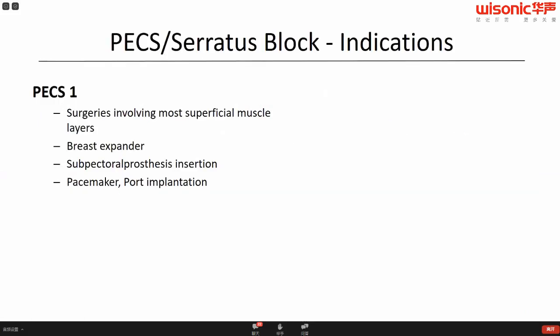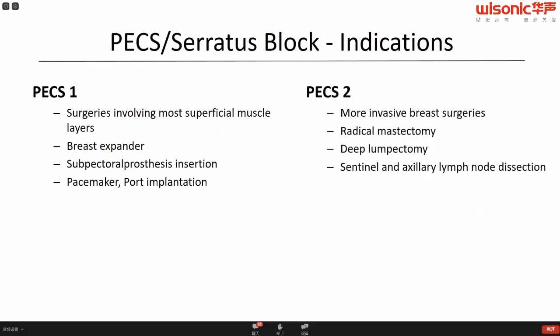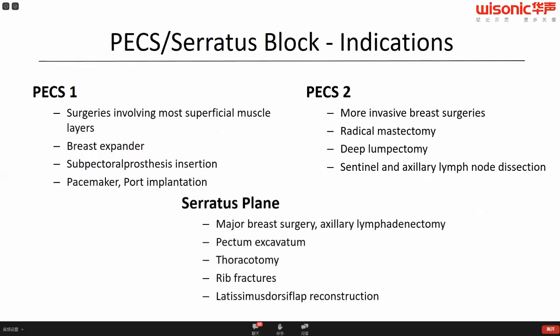pain. What are the indications for the PECS and serratus blocks? For the PECS 1 blocks, these are minor breast surgeries or pacemaker or port implantation. For PECS 2 blocks, it's more invasive breast surgeries, radical mastectomy, and for the serratus plane blocks, major breast surgery, axillary lymphadenectomy, pectus excavatum, or the so-called Nuss procedure, or thoracotomy, or rib fractures.